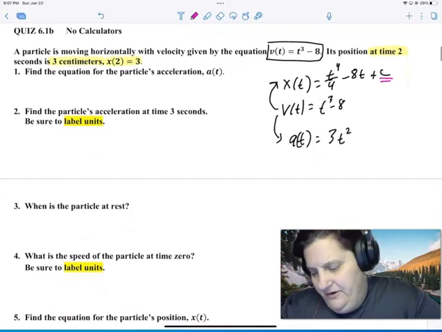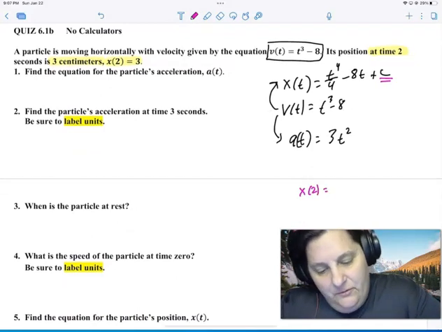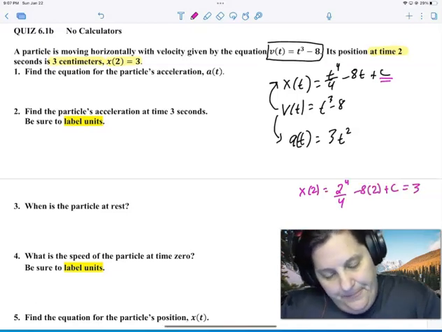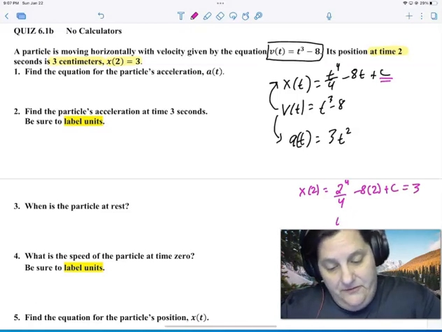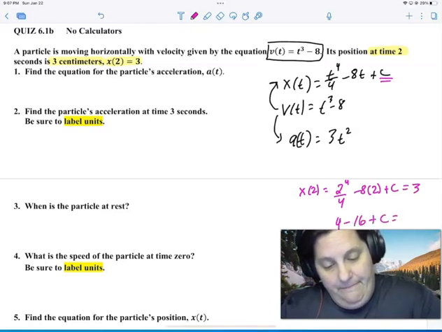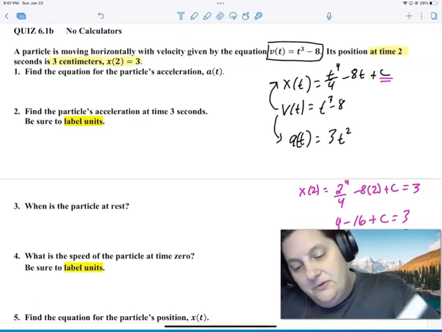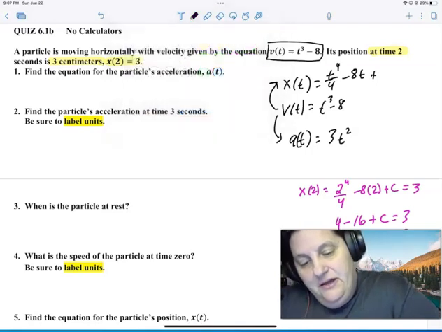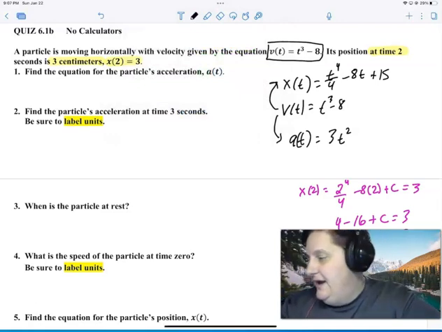So let's go over here and say, all right, x of 2 would be 2 to the 4th over 4 minus 8 times 2 plus c, and that equals 3. 2 to the 4th is 16, over 4 is 4. 4 minus 16 is negative 12, so c is 15. So I'm going to come back up here and say c is 15. And these are my equations now that I have to work with.